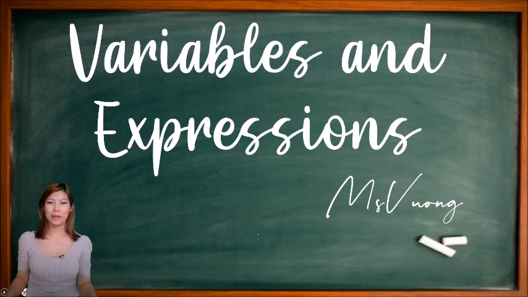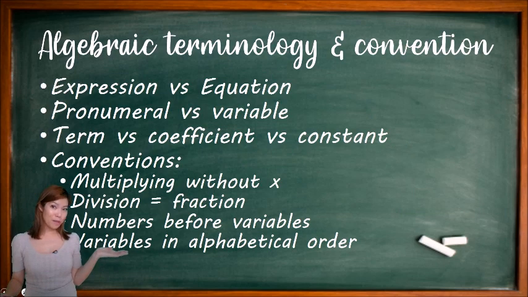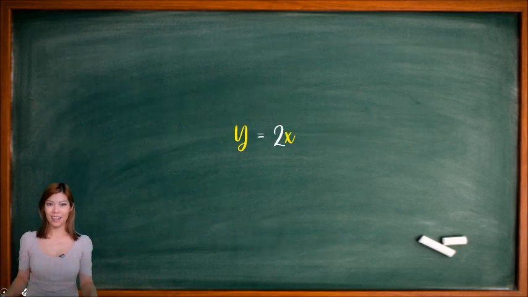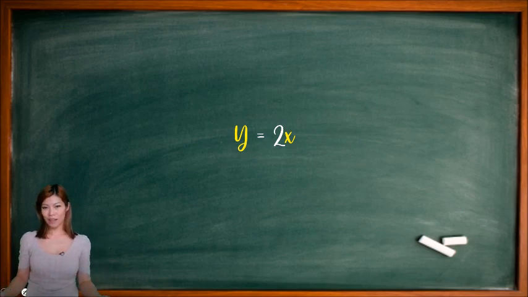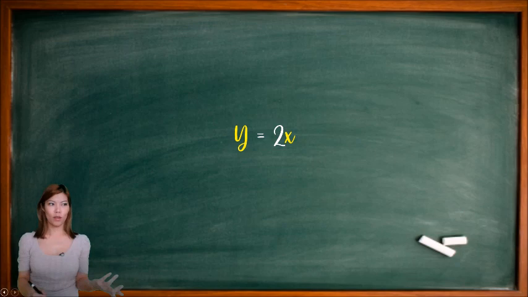Hi everyone, today we're going to be looking at variables and expressions. There's a lot of keywords, so let's get started. Let's say I have this. So there's two x and y's. What do they mean? So let's say I wanted to count how many shoes are in a room.